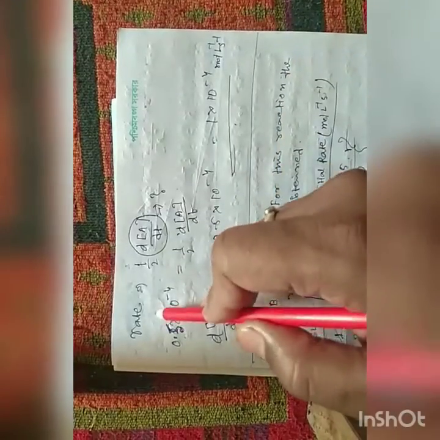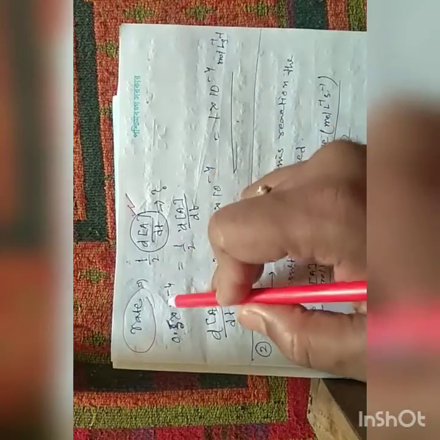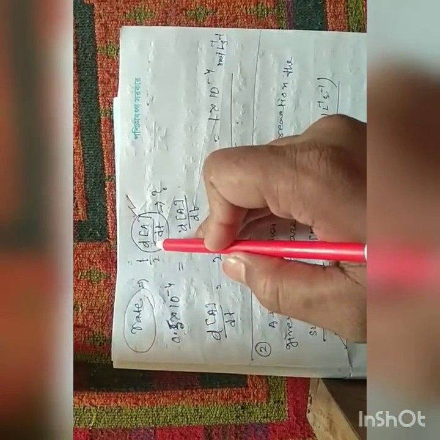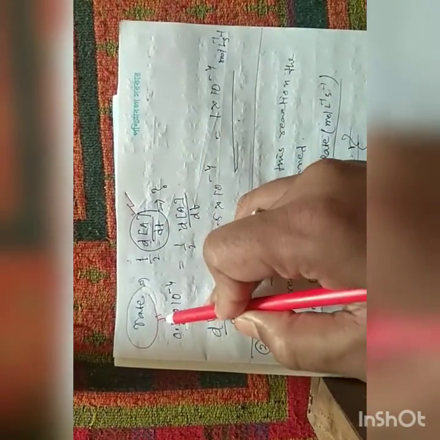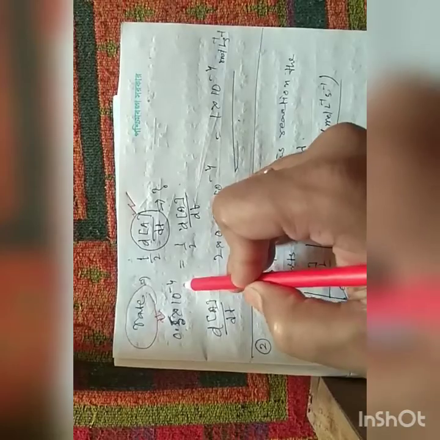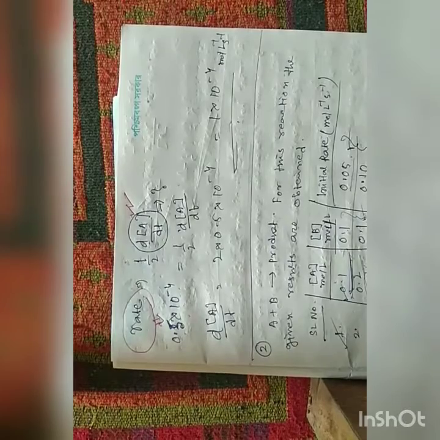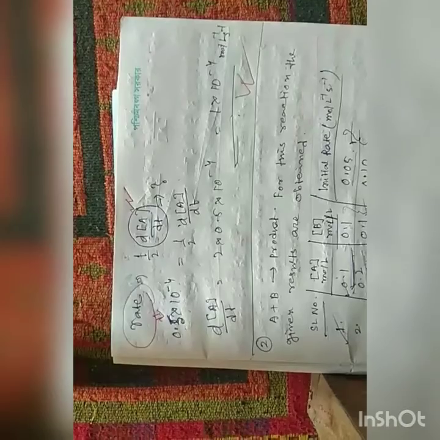Now we have a value of the rate and we have to calculate this. So this is the formula we have seen earlier. Rate is equal to this. So the rate we have calculated is 0.5 × 10^-4. This is the answer. I think you have understood.